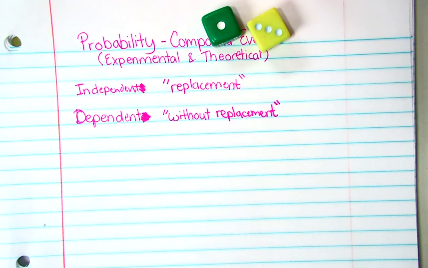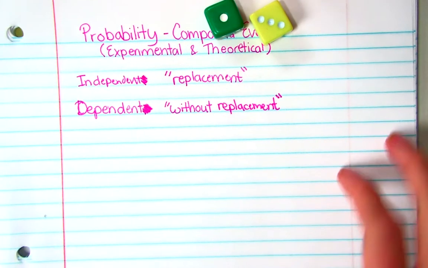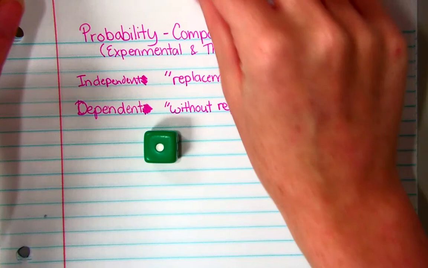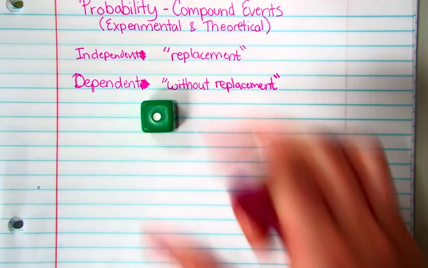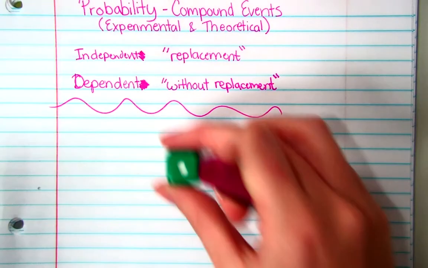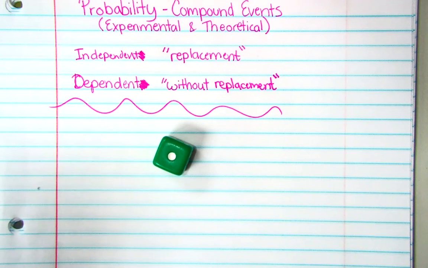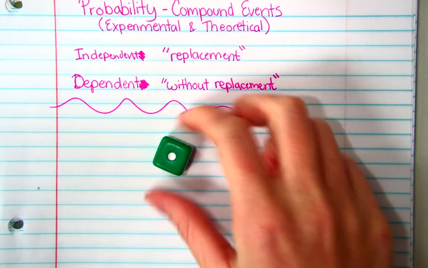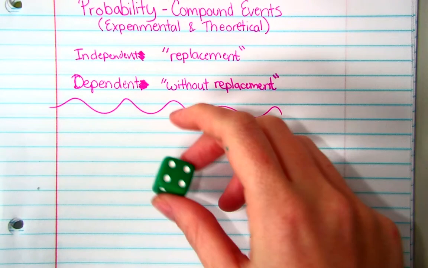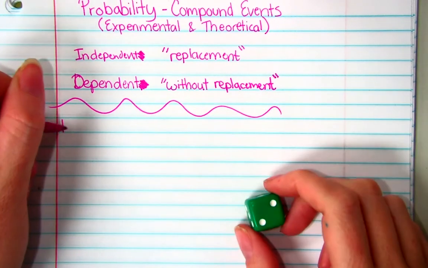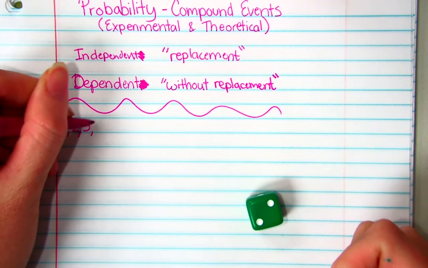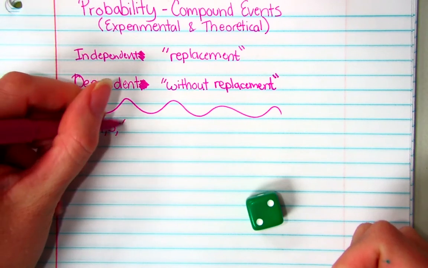Okay, so to kind of set it up a little bit, we're going to go back to the dice example because I think that's a pretty simple one. We'll just use the green one. Okay? So this is an example of a compound event. And I want you to decide if it's independent or dependent. So first thing you want to do, when I roll a dice, what's all the things that can happen? I could land on a 1, a 2, a 3, a 4, a 5, or a 6.